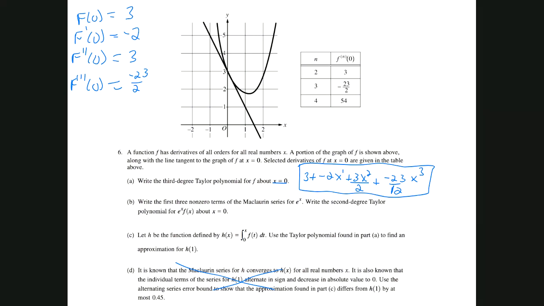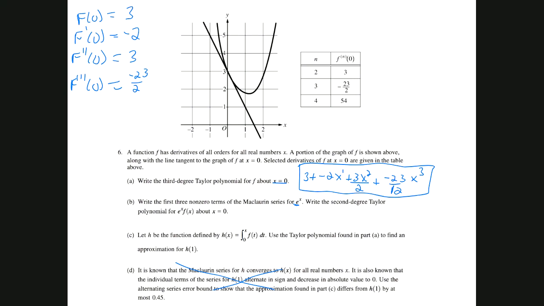It says write the first 3 non-zero terms of the Maclaurin series for y equals e to the x. Super simple, e to the x, because if you think about it, everything's going to be 1, isn't it? f of 0 is going to be 1, f prime of 0 is going to be 1, f double prime of 0 is going to be 1.